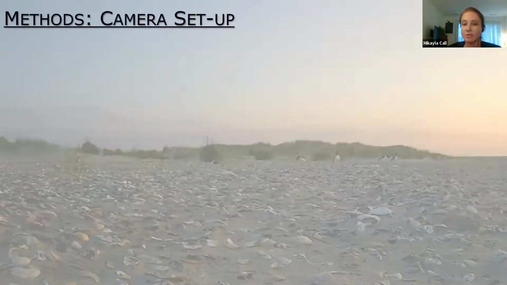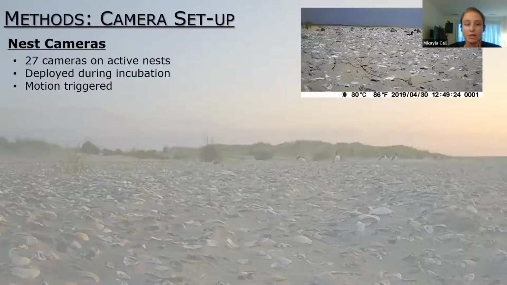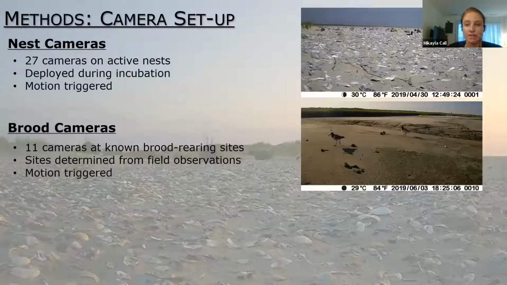We used 3 camera setups in our study. The first was our nest cameras. We placed 27 cameras on active oystercatcher nests once incubation began. They were set to capture 3 photos per motion trigger with a 5-second reset speed, both day and night. To monitor broods once they had left the nest, we placed 11 cameras at known brood rearing sites. We identified these sites based on field observations of nest locations and oystercatcher territories, as well as knowledge of brood rearing locations from previous breeding seasons. These cameras were also set to capture 3 photos per trigger, both day and night.